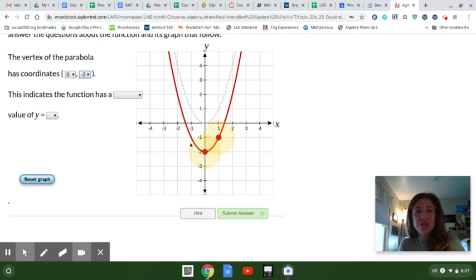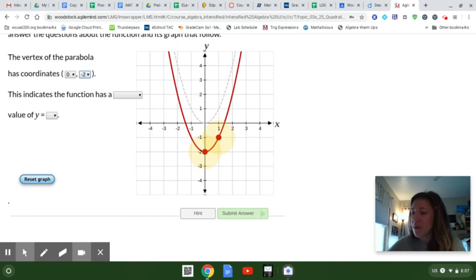Now, some other questions. Does the function have a maximum value or a minimum value, and what is that value? Thinking about the word maximum, it's the highest value. That's really hard for us to describe in this particular parabola, because the sides of my U continue to go up. So the maximum value could be 10, 20, 30. They go on indefinitely. So we can't say that it has a specific maximum value.